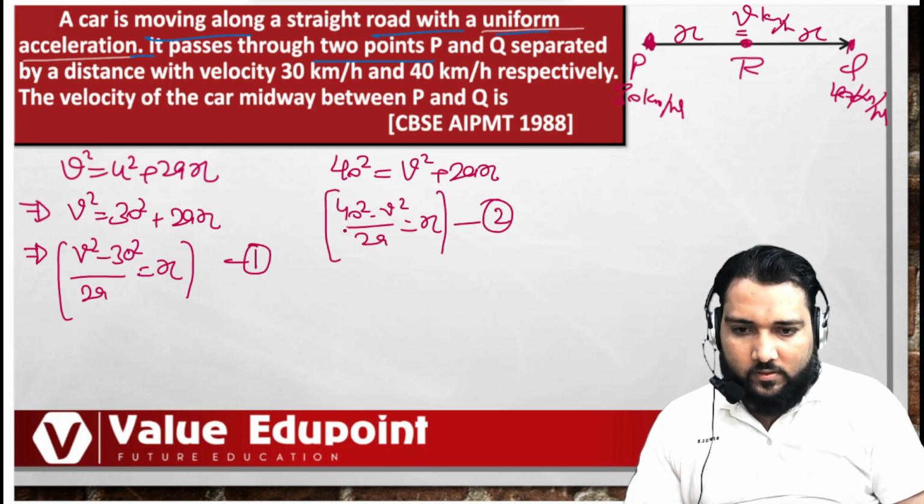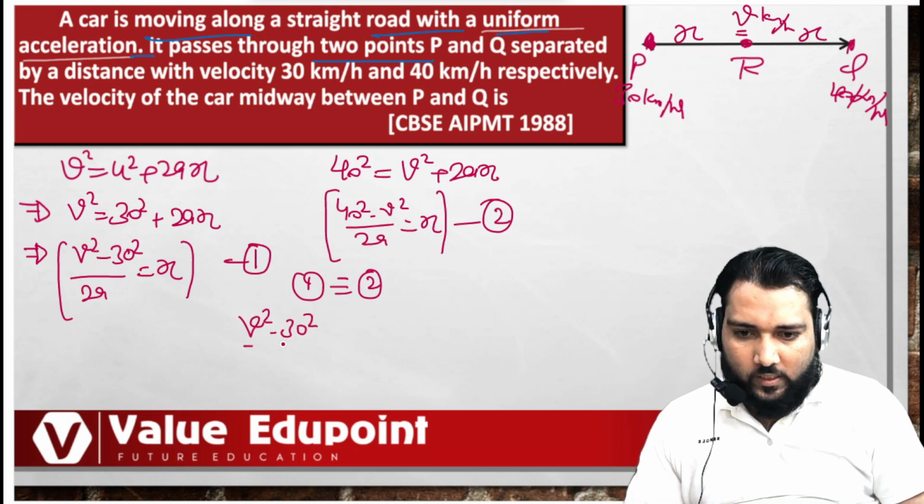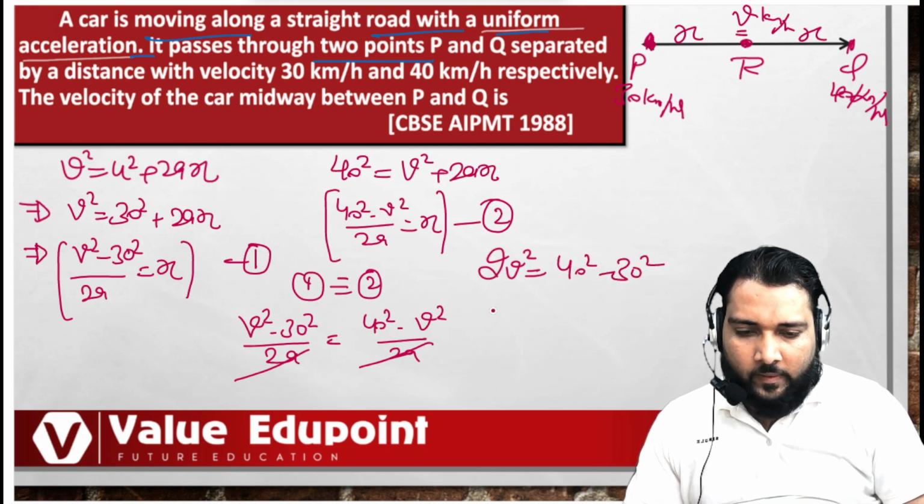Okay, guys, so equate these equations. Equation 1 is equal to equation 2. Why? Because x, the distance, is the same. This point is midway. So we can directly write v square minus 30 square upon 2a is equal to 40 square minus v square upon 2a. This can simply cancel out. So this comes out to be 2v square equals 40 square plus 30 square, so v square comes out to be 40 square plus 30 square divided by 2.